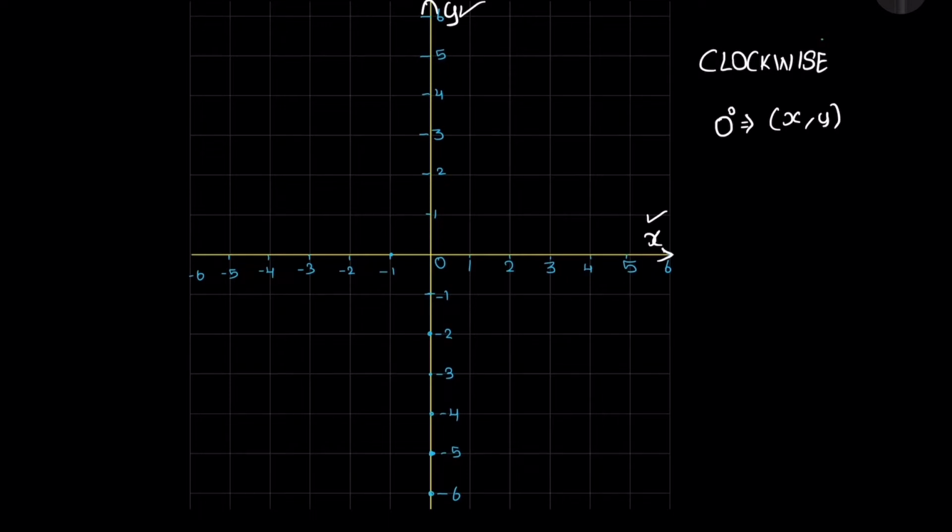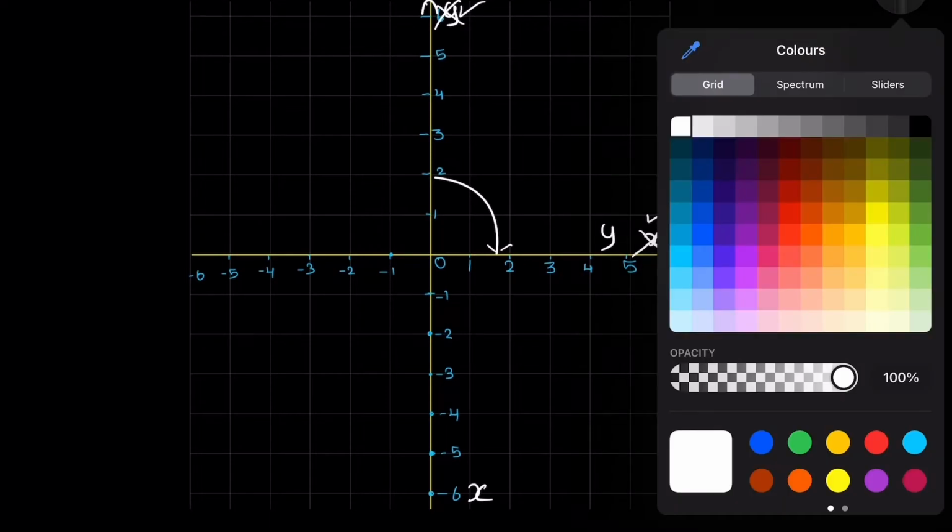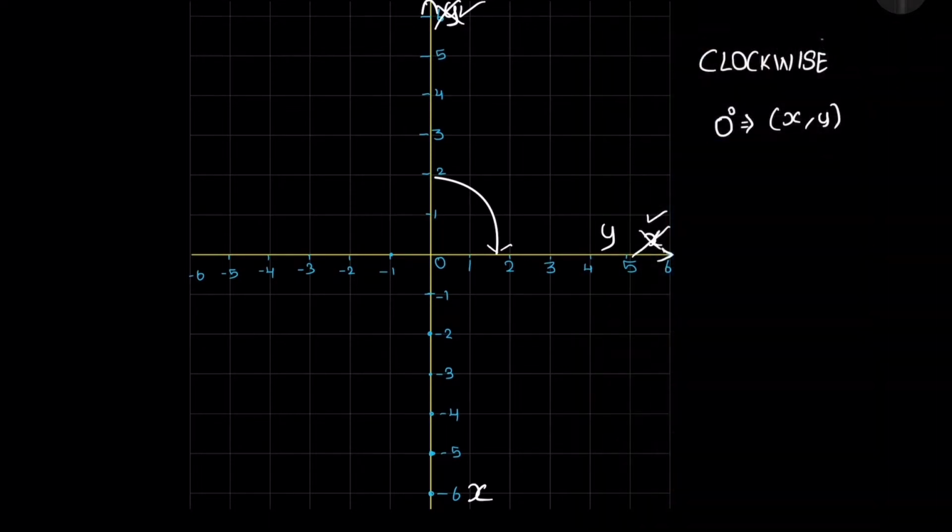Next one, 90 degree clockwise. So this one is moving to here, and the x location is changed from this position to here, and y will become this location. So at 90 degree clockwise, the position of the x-axis is just y, and the y-axis is below the line, so it is minus x.